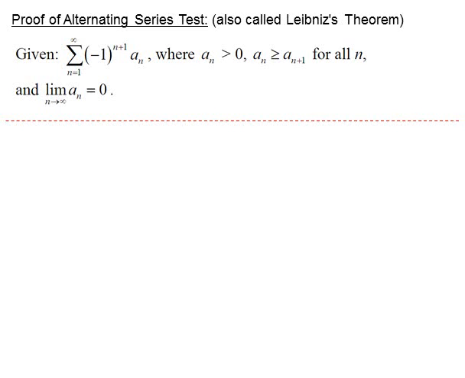Here's a proof of the alternating series test, which is also called Leibniz's theorem. Suppose we have an alternating series with formula -1 to the n plus 1 times a sub n. This series is written so that a sub n already represents the absolute values of the terms. The nth term is greater than or equal to the n plus first term for all values of n, and the limit of a sub n as n approaches infinity is 0.